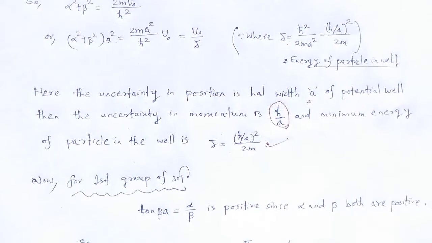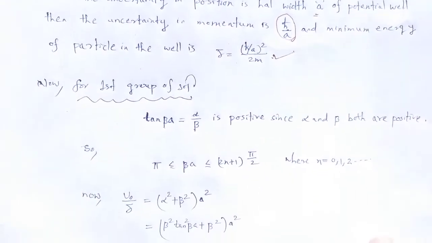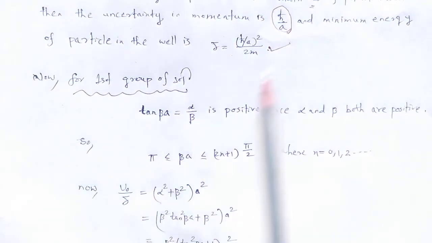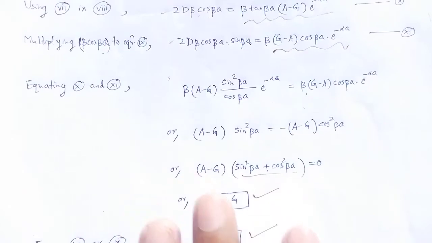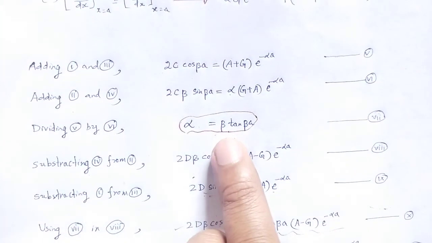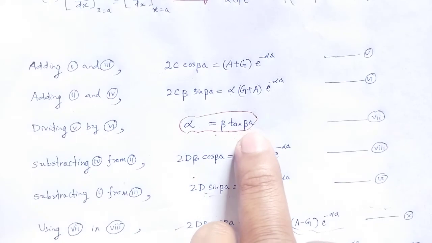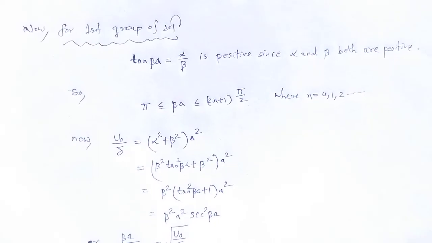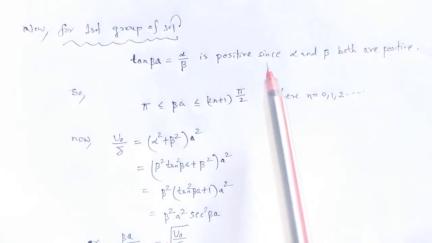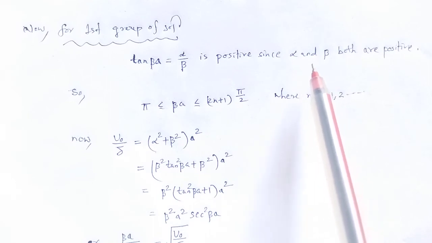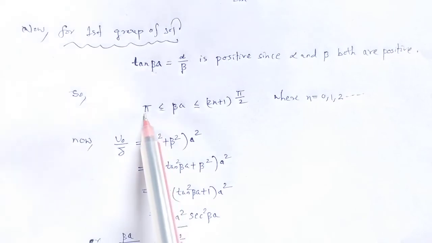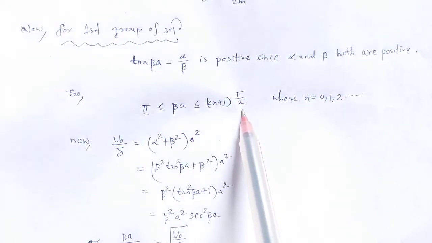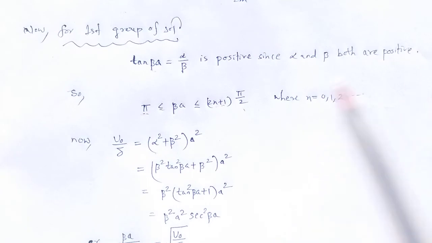So let's introduce the first group of solution. Tan beta a is equal to alpha by beta, so alpha is equal to beta tan beta a. Here tan beta a is equal to alpha by beta, which is positive, since alpha and beta are both positive. Then the range of beta a is between n pi and (2n plus 1) pi by 2, where n stands for 0, 1, 2, 3 and so on.